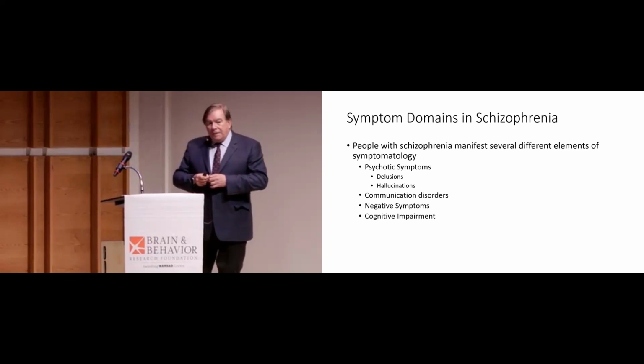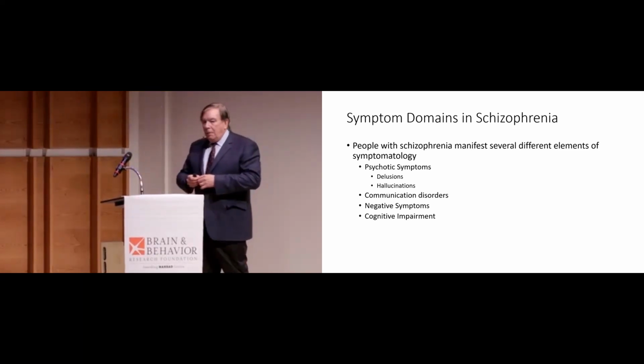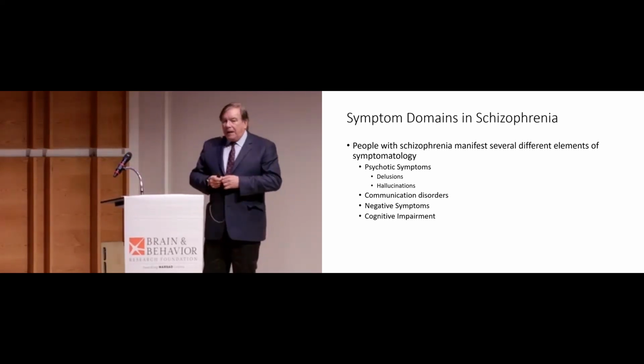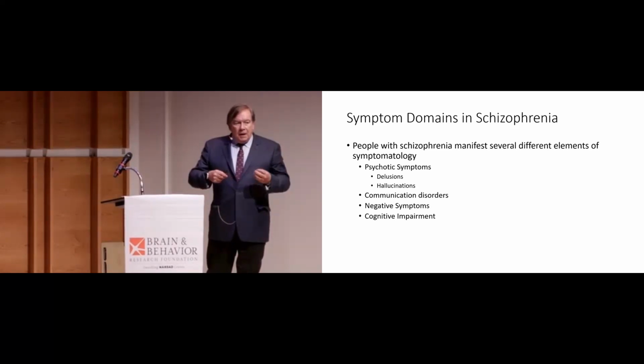There are a lot of different symptom domains in schizophrenia, including psychotic symptoms, which include delusions and hallucinations, communication disorders, negative symptoms, and cognitive impairments. What's interesting about these symptoms is that on a cross-sectional basis, they don't seem to be correlated with each other in terms of their severity, but they all arise concurrently in people who have this diagnosis of schizophrenia. So we've studied a lot of the different elements here.